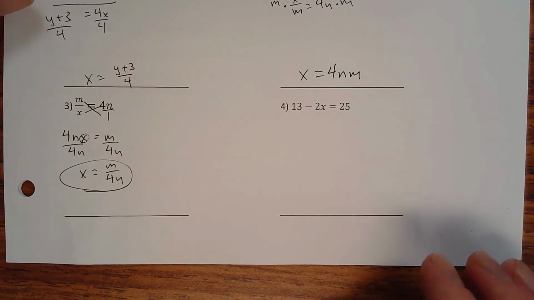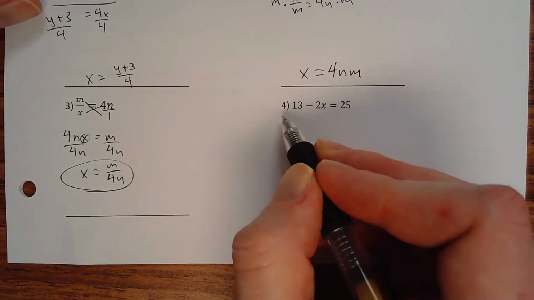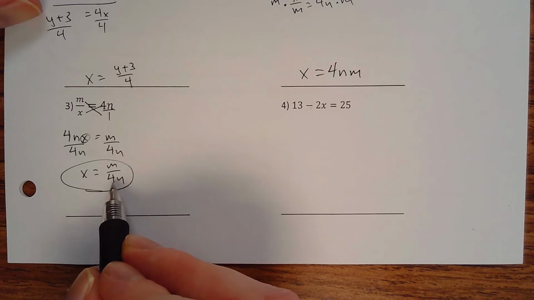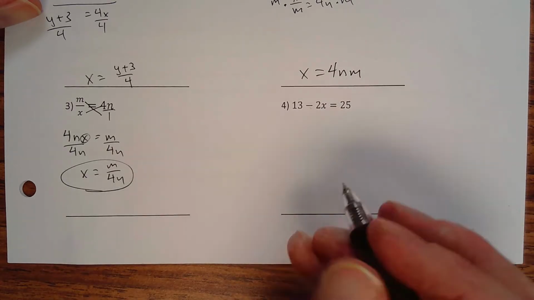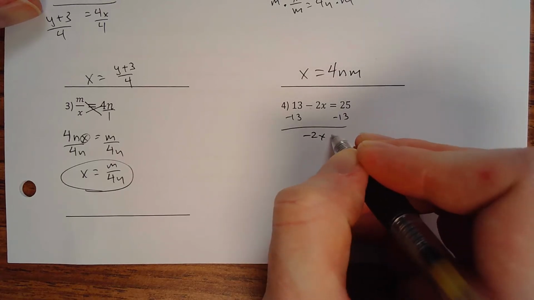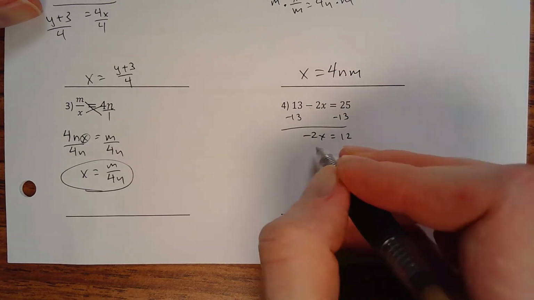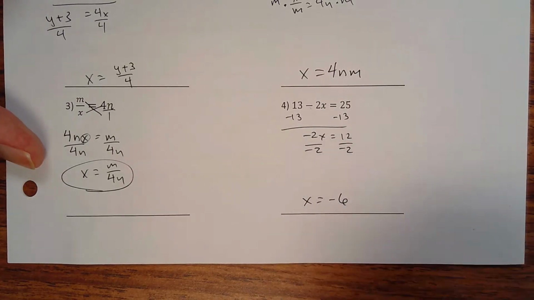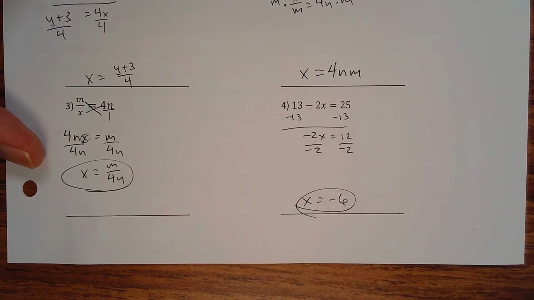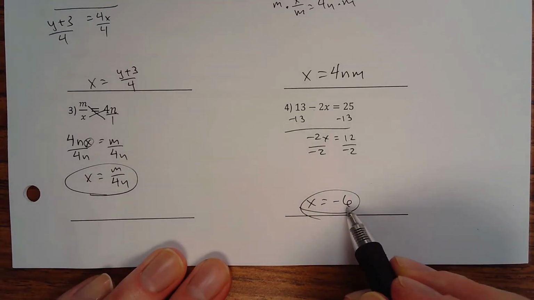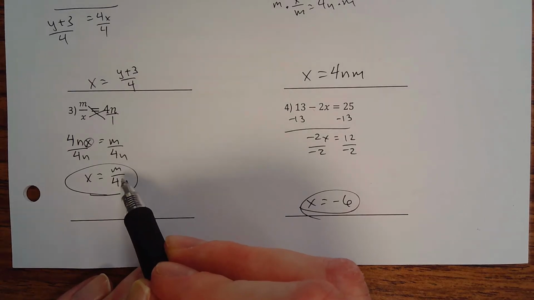And then the last one here, if you notice, these are all numbers with one variable that I'm solving for. So my answer will be a number. It won't be just a bunch of letters like this was. It'll be a new number. So I subtract 13 from both sides. I get negative 2x equals 12. Divide by negative 2. X is going to equal negative 6. Okay? So it did the same thing on all 4 of those. All 4 of them, I got x by itself. Sometimes I got a number for an answer, sometimes I got other letters for an answer, and that's okay.